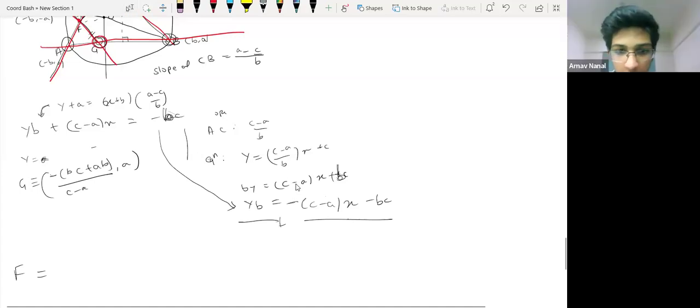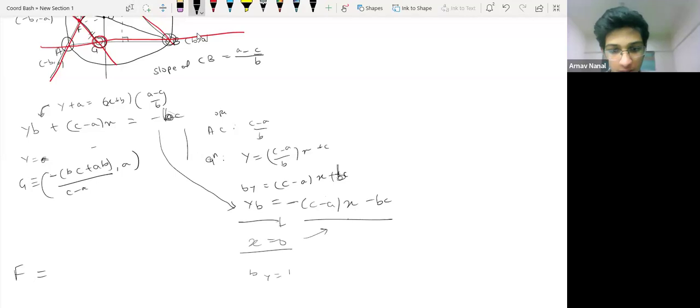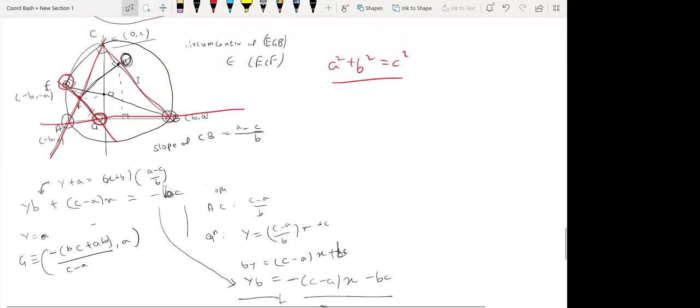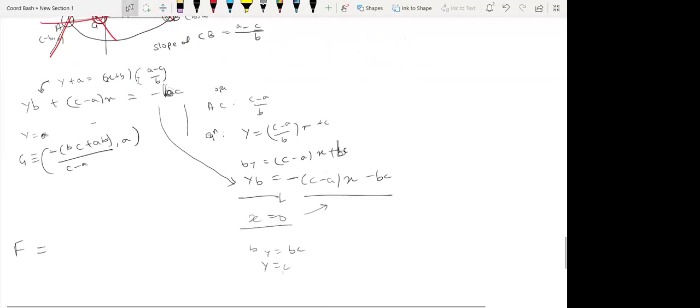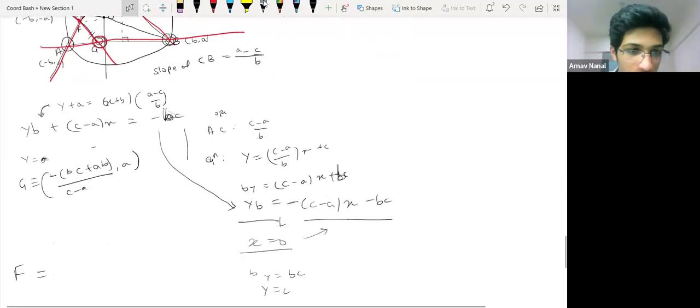By equal to BC, no? You get X equal to 0. And so by equal to bc. Y equal to c. Wait, what? No, you get by is equal to bc and by is equal to minus bc. No, I messed up while writing it. Sorry. What am I doing?